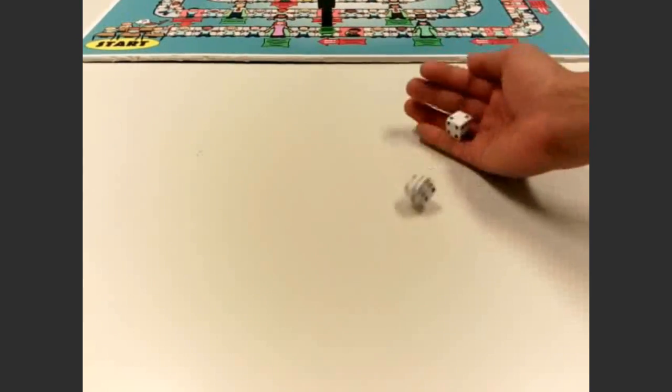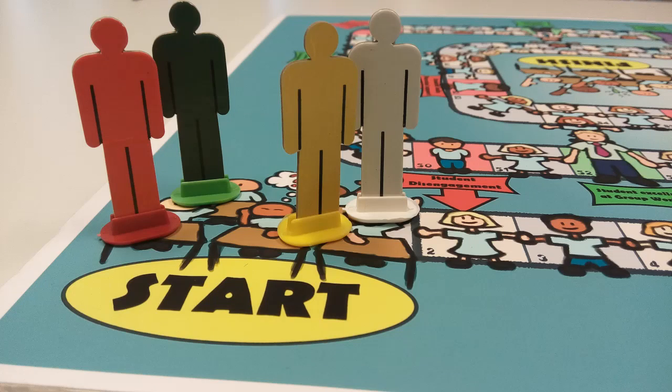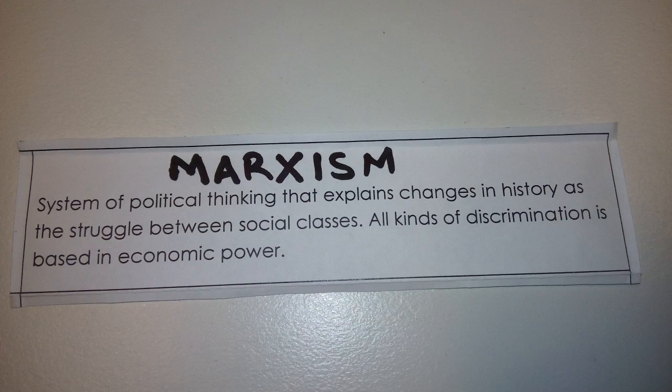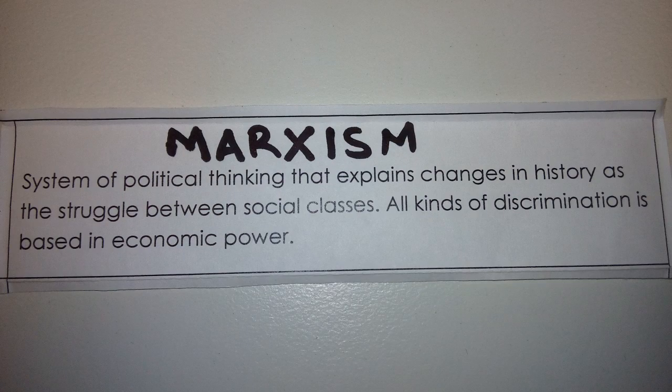Players may roll the dice to determine who goes first. However, higher SES students will always go before the lower SES students. This is aimed at highlighting the preferential treatment of students from higher SES backgrounds due to their higher class status in society, as seen through the sociological lens of Marxism.